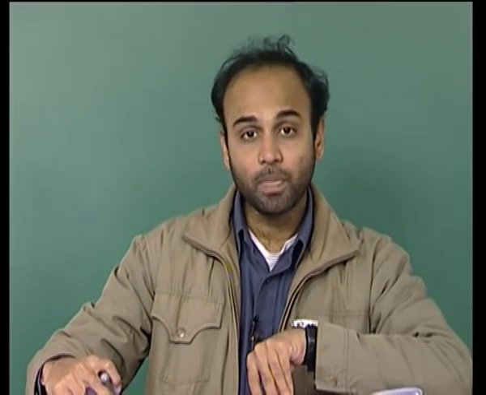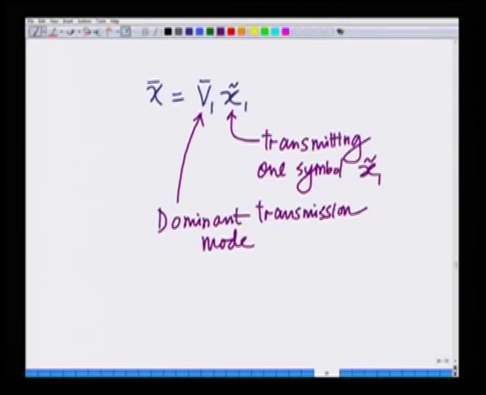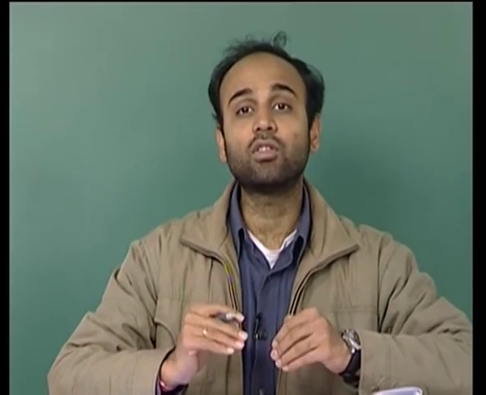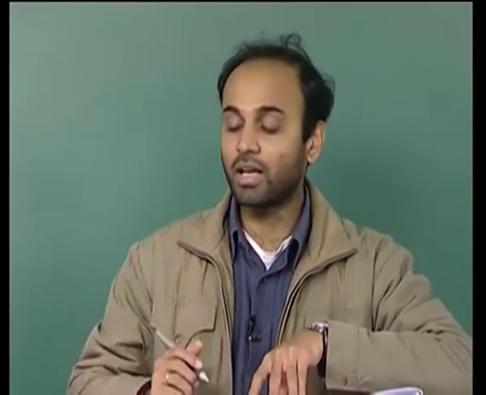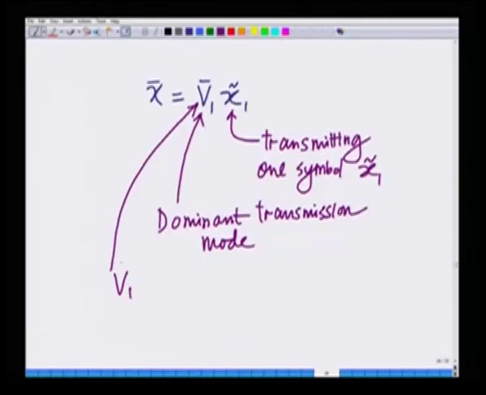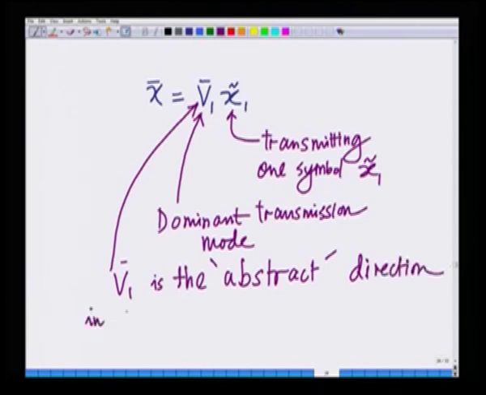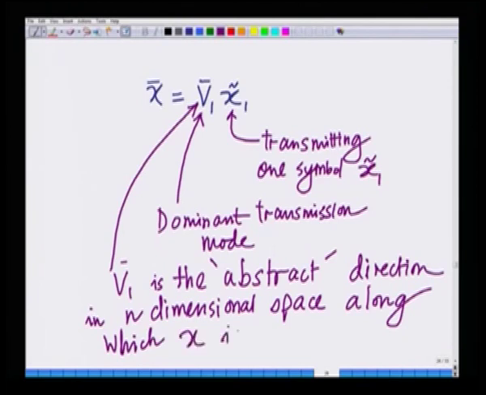So, even though I have T transmit antennas, I am only transmitting one symbol, however, I am transmitting it along V1 bar. So, this has a sense of direction, although this is not a sense of direction in normal 3-dimensional space that we are used to when we mean direction. This has a sense of direction in n-dimensional space. V1 bar is essentially a unit vector in a particular direction, that is the direction in which this transmission is being done. So, we are transmitting in a certain direction in n-dimensional space. So, V1 bar is the abstract direction in n-dimensional space along which x is being transmitted.